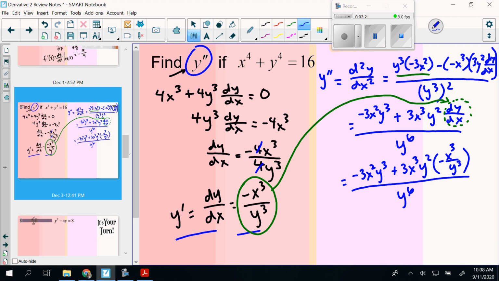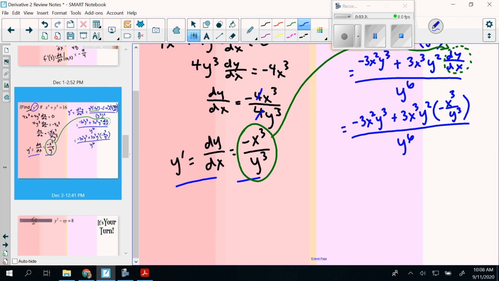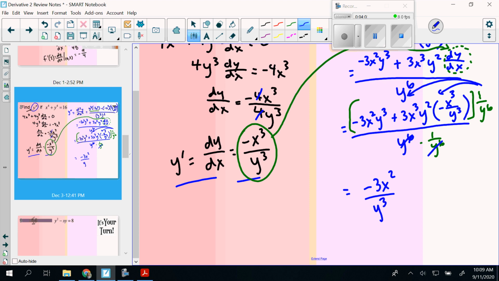From here, I don't know how far they're going to ask you to simplify that. Usually we try not to leave things as fractions over fractions, so we could multiply by 1 over y to the 6 to both top and bottom here to write our most simplified answer. So it'd be something like, if we're going to end up distributing that to both, it'd be negative 3x squared. You've got y cubed over y to the 6, so that would leave y cubed in the denominator.